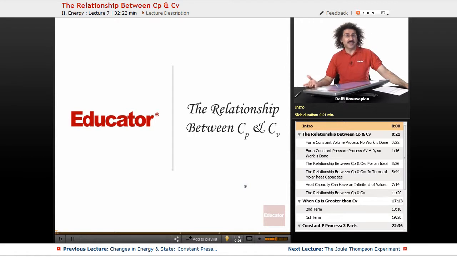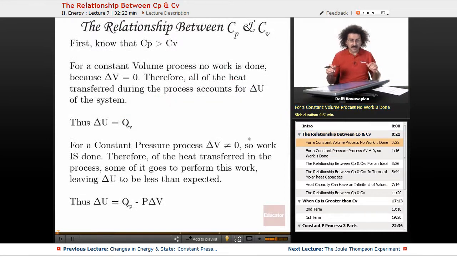In the last couple of lessons we've introduced this thing called the constant volume heat capacity, C sub V, and the constant pressure heat capacity, C sub P. Let's see if we can elucidate the relationship between the two. First of all, know that numerically the constant pressure heat capacity is greater than the constant volume heat capacity.